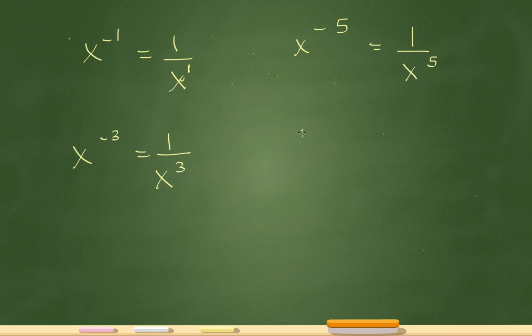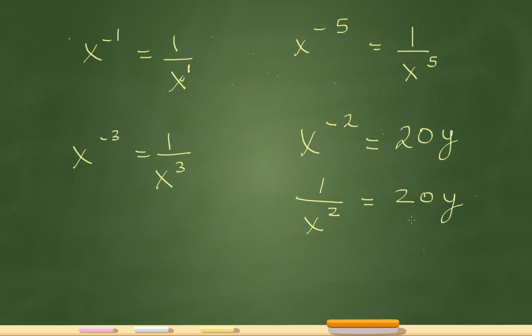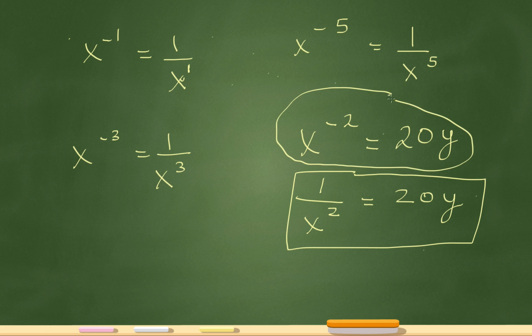So let's say if I had x to the negative 2 equals 20y. You know x to the negative 2 is the same thing as 1 over x squared equals 20y. So if you see this expression, you should know that this expression is literally the same exact thing as that expression, because the x to the negative 2 and 1 over x squared are the same exact thing. Now, one other example would be this.